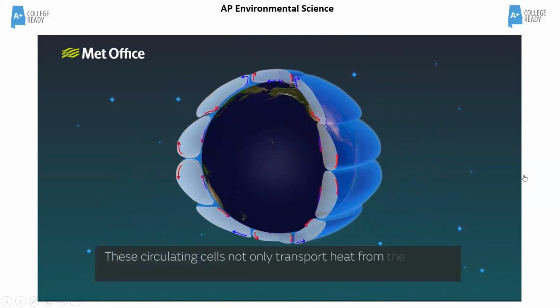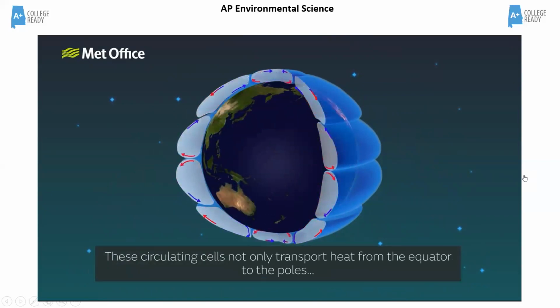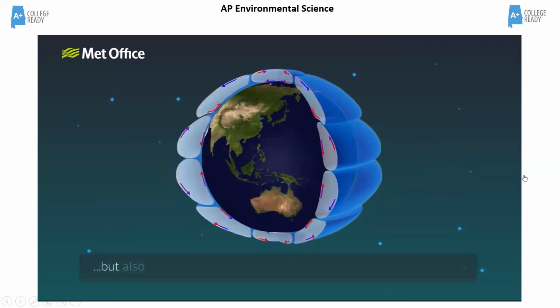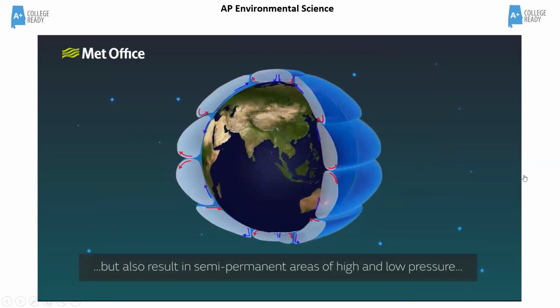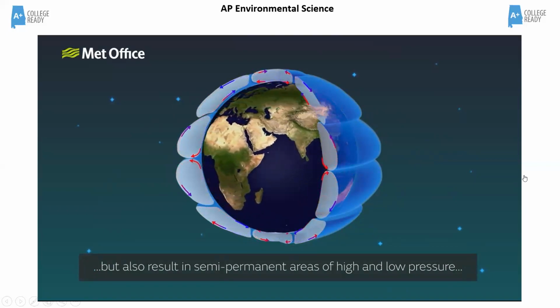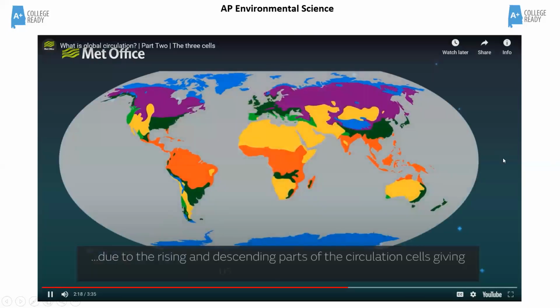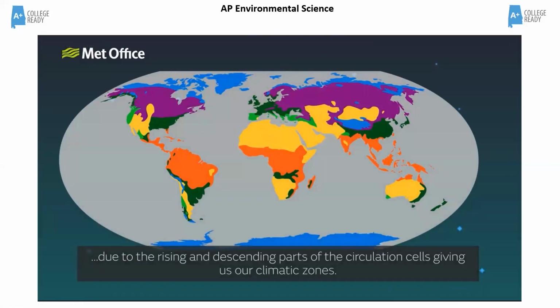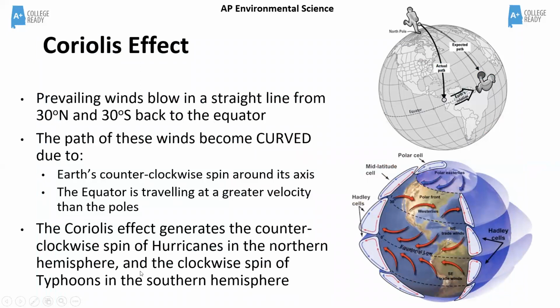These circulating cells not only transport heat from the equator to the poles, but also result in semi-permanent areas of high and low pressure due to the rising and descending parts of the circulation cells, giving us our climatic zones. So, we saw a little bit about that when you looked at the biomes earlier on in other units, and their distribution around the planet is largely caused by the presence of these circulatory cells, these convection cells, like the Hadley and the Ferrel cells and the polar cells.